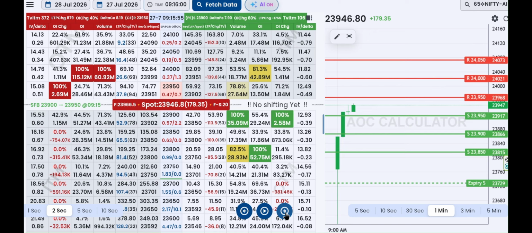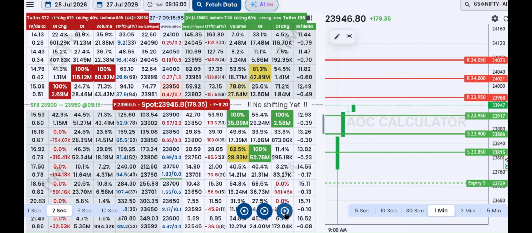We can clearly see that a strong resistance is formed at 24,000, where both the volume and OI are at 100%. On the put side, the strongest put OI is at 23,800. At the same time, we can also observe that call OI change positions are being closed at 23,800 and below. This gives us a bullish indication from 23,800 to 24,000. At this moment, the market is trading around 23,930.